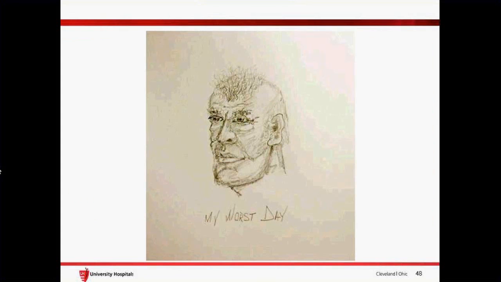If you could go to the next slide. And one day in his outpatient chemotherapy session, he drew this and said this was his worst day. But he wasn't able to tell anybody that. He always wanted to have a smile on his face. Then later on, he did lots of things, but I just want to show you what happened later.